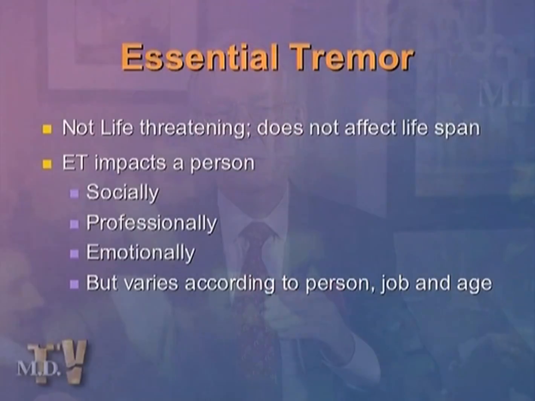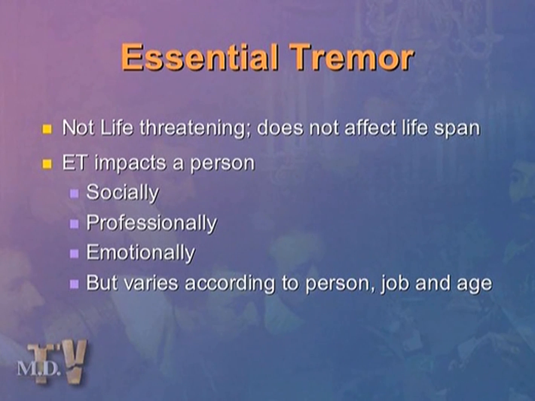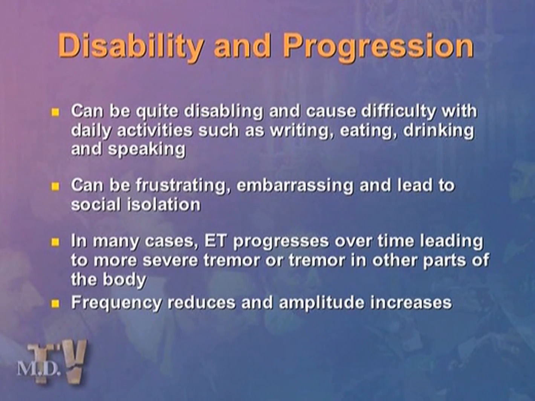Now, essential tremor really isn't life-threatening, but it does affect the patient. It doesn't affect the longevity or the lifespan. But patients notice that it has an impact on their social life, their professional life. It's emotionally a problem, and how it varies in the person, job, and age really is an individual issue. It can give disability. It can cause difficulty with writing, eating, drinking, and speaking. And most importantly, it can be very frustrating. It can be embarrassing. Some people have it so severe, they'll develop a social isolation.